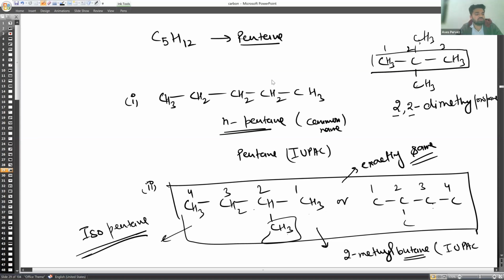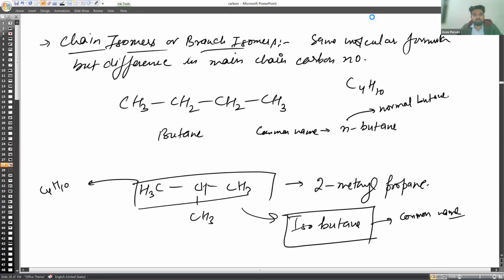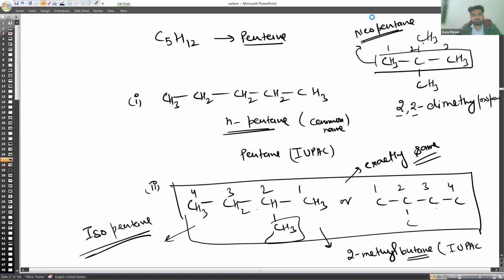Okay, so how many isomers do we have? Tell me. Of pentane, we have 3 isomers. And what is the common name for this one? Common name is neopentane. Neopentane is the common name for this one. So note this one. Just here you can note it. Just let me explain.